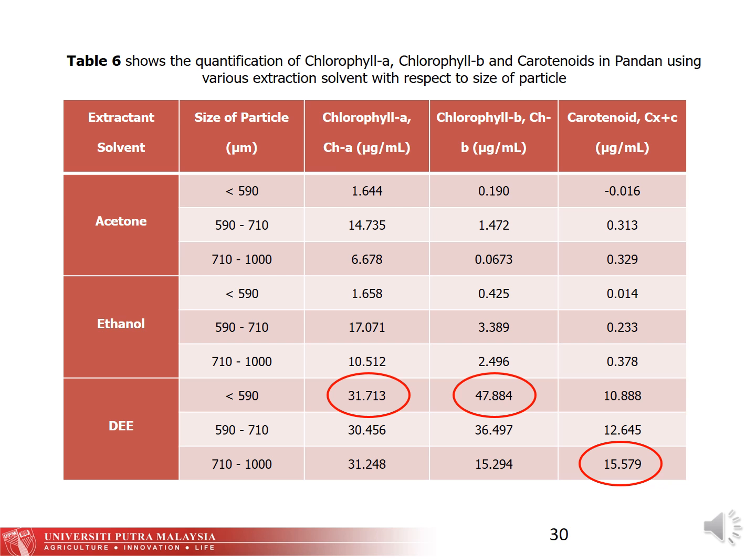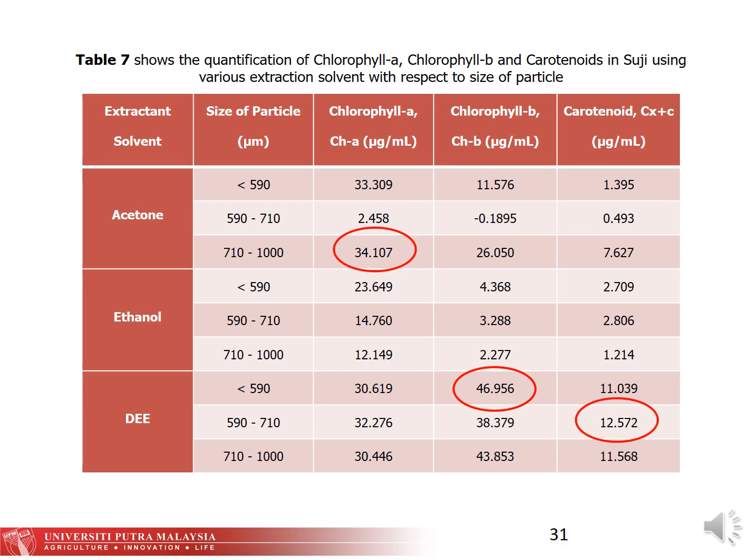Chlorophylls and carotenoids are very polar compounds, thus a highly polar solvent is needed to extract them out from the plant material. DEE has the highest polarity when compared to acetone and ethanol. Thus, DEE is the most optimum solvent in extraction and quantification of chlorophyll A, chlorophyll B and carotenoid pigments from pandan leaves, followed by ethanol and acetone.